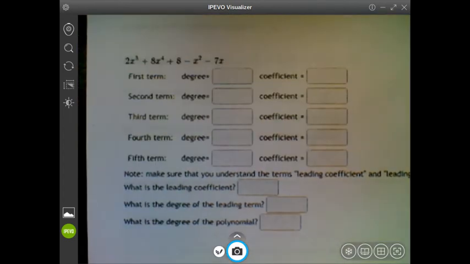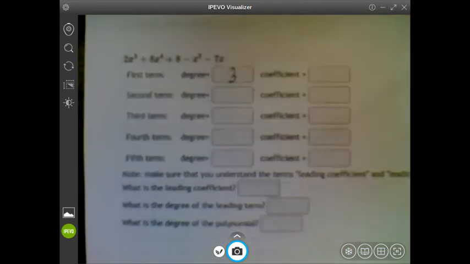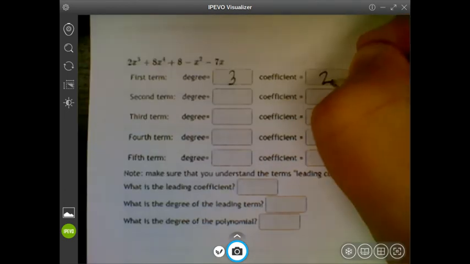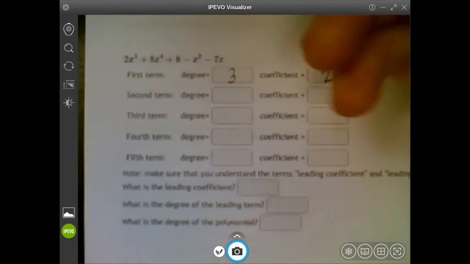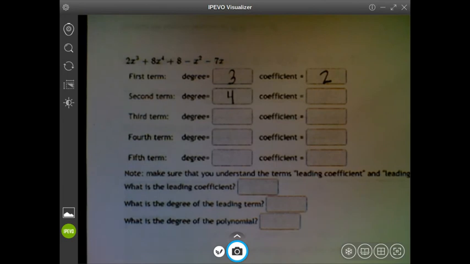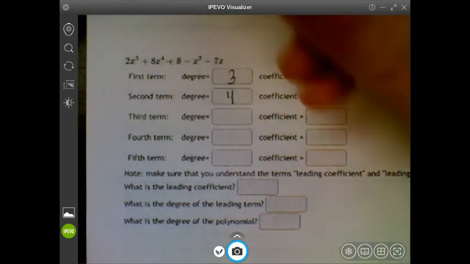Okay, so the first term is literally the term in the front. The degree is the power on that term. So it's x cubed, so you're just going to put a 3. You don't put an x in there, just the cube. And then its coefficient is a positive 2. The second term, that's this 8x to the 4th, its degree is 4. Once again, you do not put an x in there. The degree is merely the power on that term. And then the coefficient is the number in front, so positive 8.